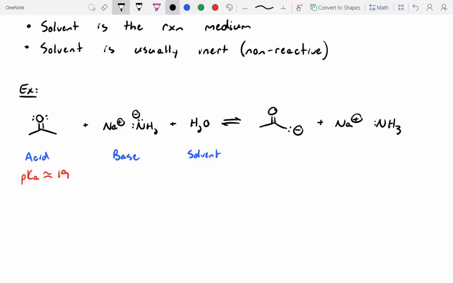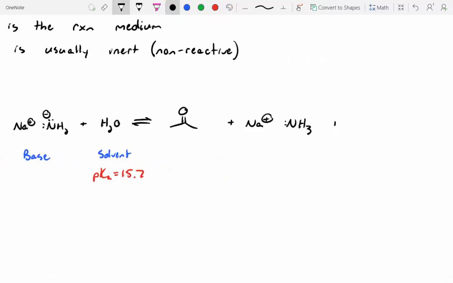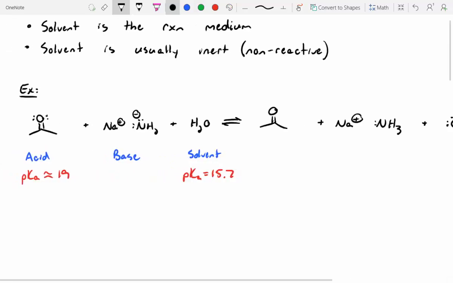Water has a lower pKa than our acid, right? So if we think about water, what's the pKa roughly? 15.7. Yeah, roughly 15.7. So we'll do pKa of 15.7. That means that instead of stealing the proton from acetone, it would prefer to steal it from water. So what I have drawn is actually incorrect. It wouldn't deprotonate here. Instead, we would form hydroxide. So we've run into a problem.